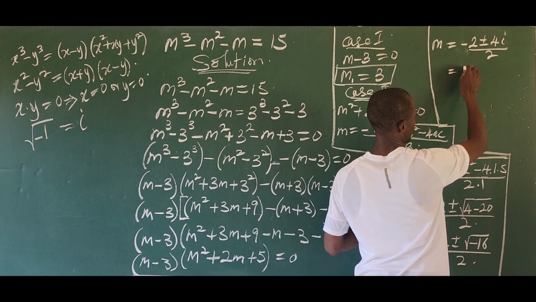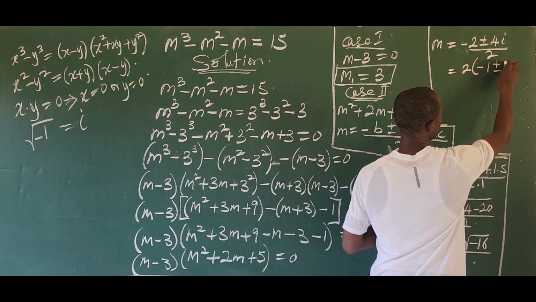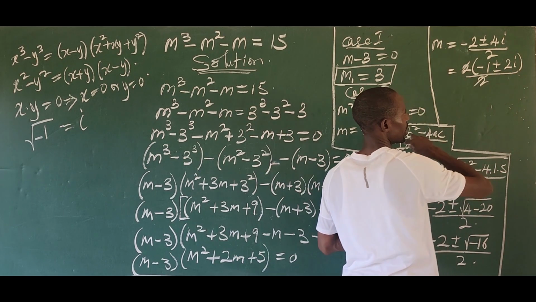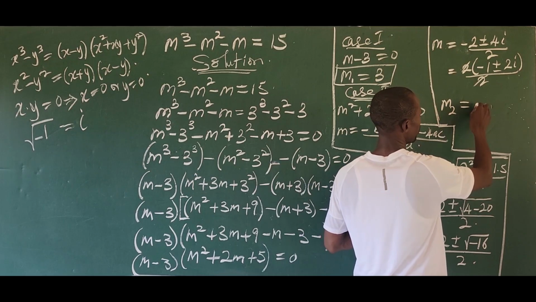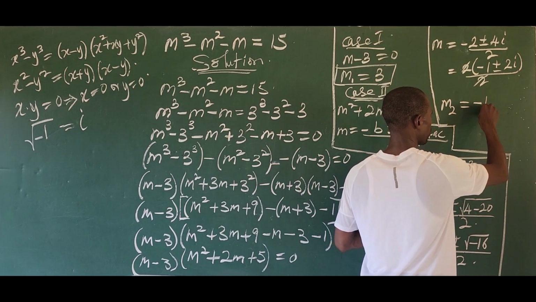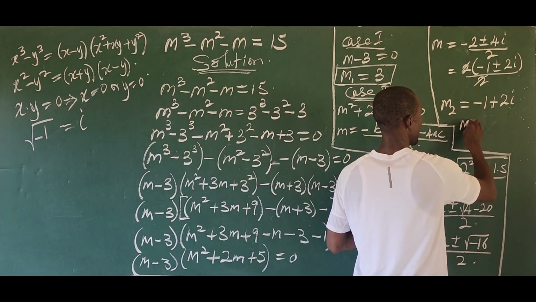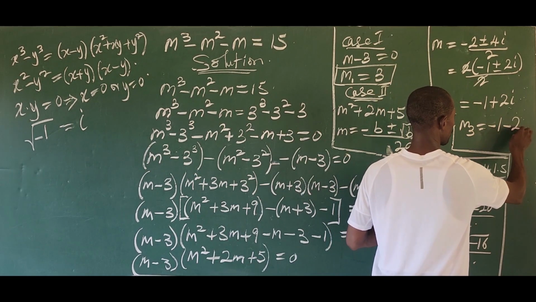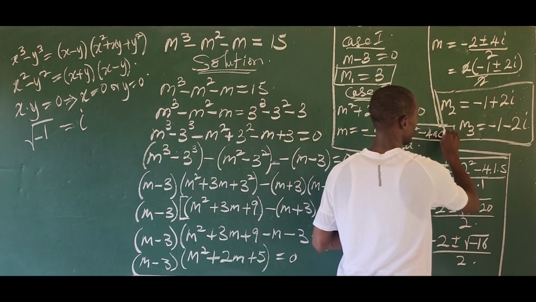If we factor out 2 from this, 2 into this will give us minus 1 plus or minus 2 iota, all over 2. So this leaves the system. We're going to have m2 equal to minus 1 plus 2 iota, and m3 equal to minus 1 minus 2 iota. So these are the 3 roots to our challenge.